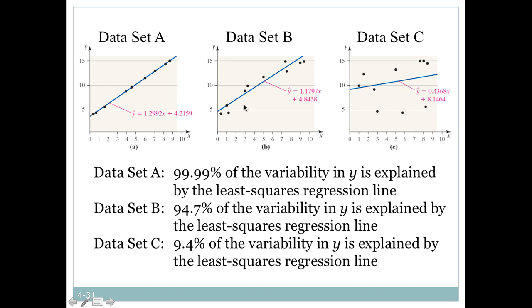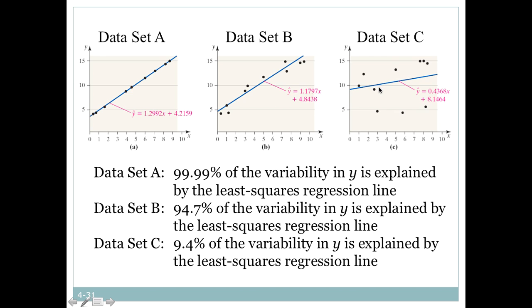Now if you take a look at data set B, this one does a pretty good job of fitting to our data. We have a couple of data points that are very, very close, and we have some that are a little further away. This one still has a very strong R-squared value of 0.947, which corresponds to 94.7%. So what that actually means is that for data set B, 94.7% of the variability in Y is explained by the least squares regression line.